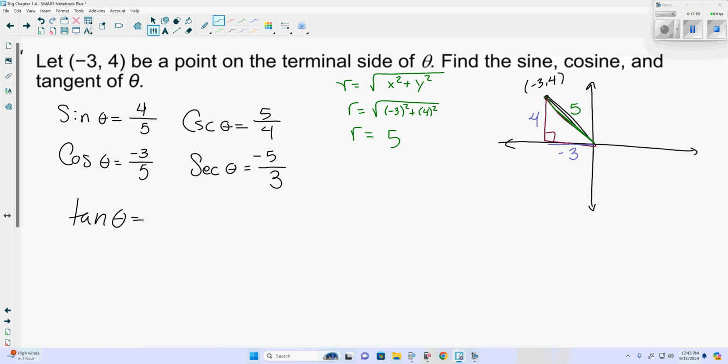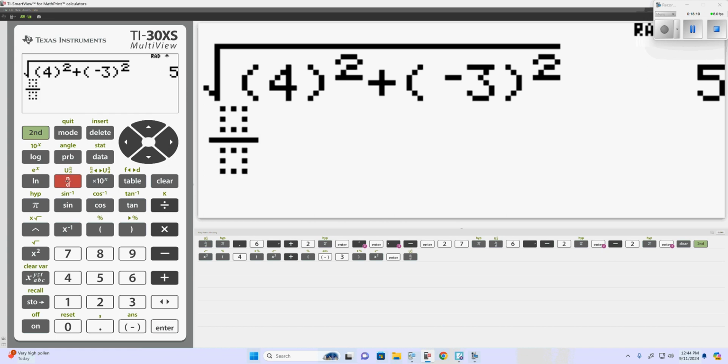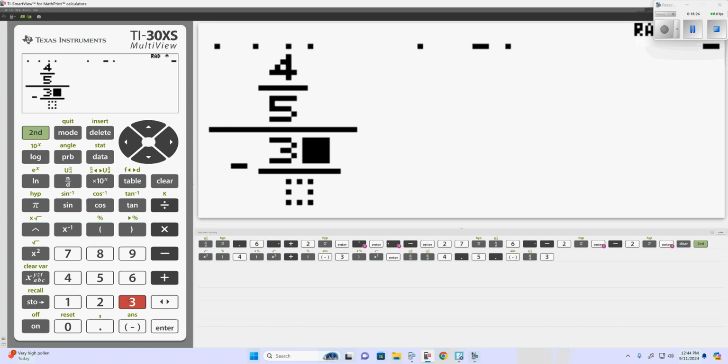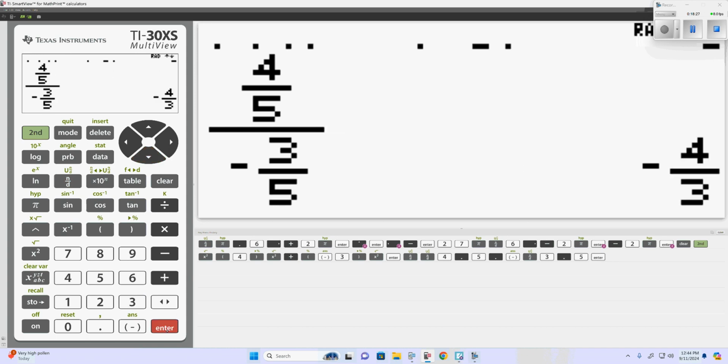Tangent. There's two different ways we can get to tangent. Tangent is going to be the opposite side over the adjacent, the y over x. So the y value is 4. The x value is -3, so it's going to be -4/3 for tangent. The other way we can get to it is sine over cosine. So sine's value is 4/5, cosine's -3/5. In the calculator, we can do 4/5 over -3/5, which is -4/3. It gives us the same value.